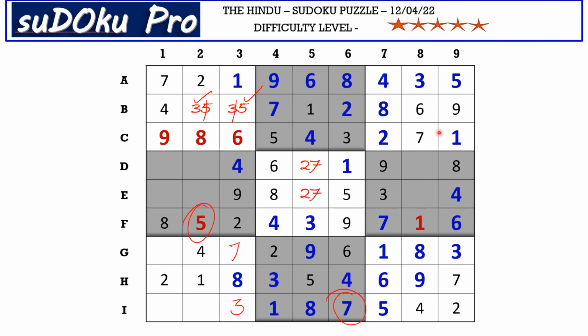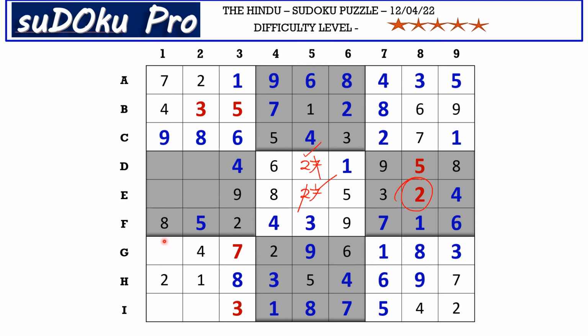Also in column 8, there are only 2 empty cells and the missing numbers are 2 and 5. There is a 5 here. So E8 takes 2 and D8 takes 5. So this 2 here in column 8 cancels out the 2 here. So E5 is now 7 and D5 is 2.